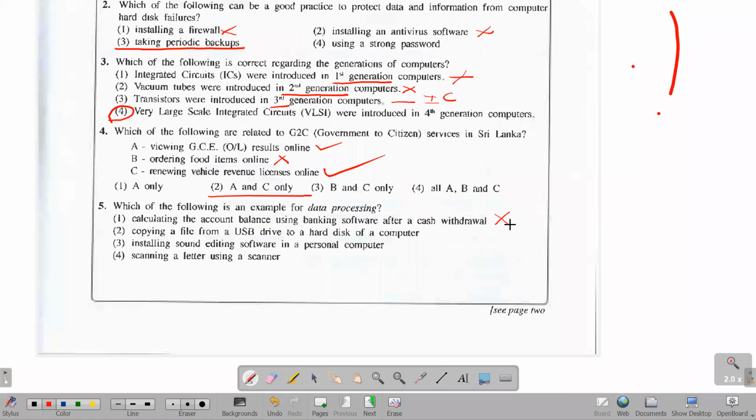So the first one says calculating the account balance using the banking software after cash withdrawal. They are asking about data processing, so this is going to be your answer. This is storing, this is kind of an installation, and this is also kind of an input. So the first one is going to be the answer. Okay, is that clear, people? Up to the fifth question.